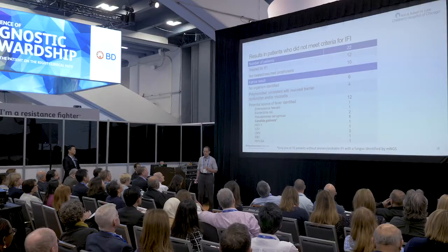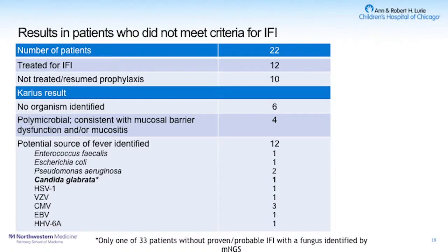The patients who did not meet criteria for invasive fungal infection was the largest group. There were 22 of them. 12 of them ultimately did get treated for invasive fungal infection, again, despite the absence of a microbiologic diagnosis. 6 of these patients had negative Karius testing. 12 of them had potential alternative sources of fever. 1 of them had Candida glabrata. And I'll note that this patient actually received empiric treatment in the hospital for fungal infection that would have treated Candida for a course of 7 days.